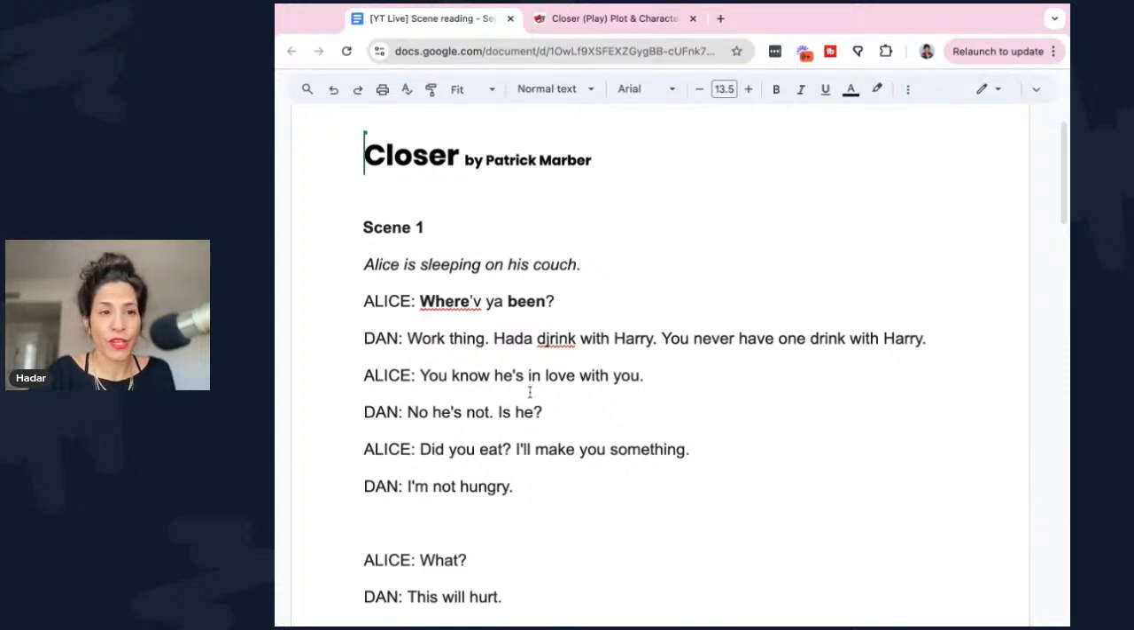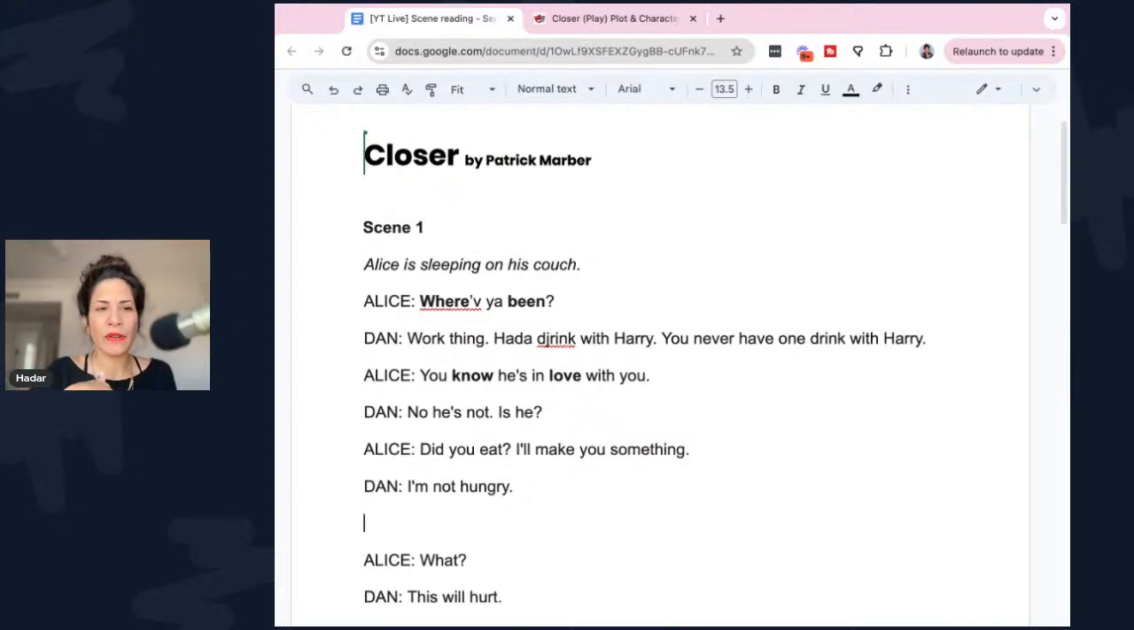What is the stress word here? If you were to say it, what would you stress? You know, he's in love with you. I stress the word love. And also know, a little bit. So she's teasing him a little bit about it. Because probably Dan says that he sees Harry a lot because he's obviously having an affair, right? So Alice suspects that he's in love with him. Dan says, no, he's not, dismissing it, right?